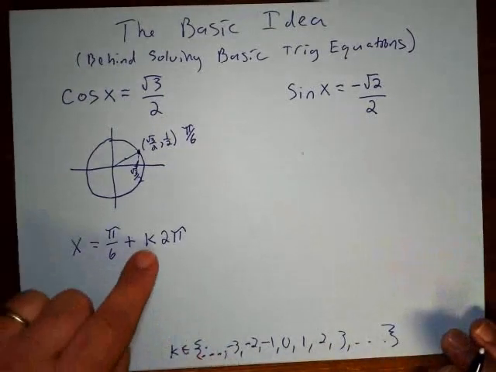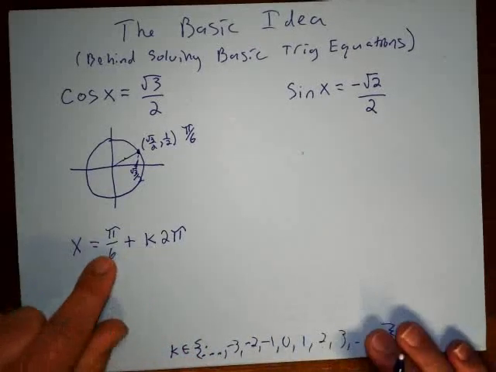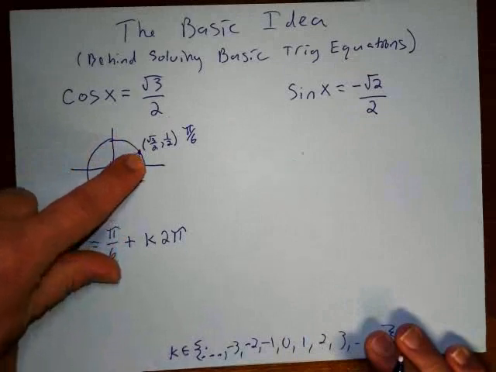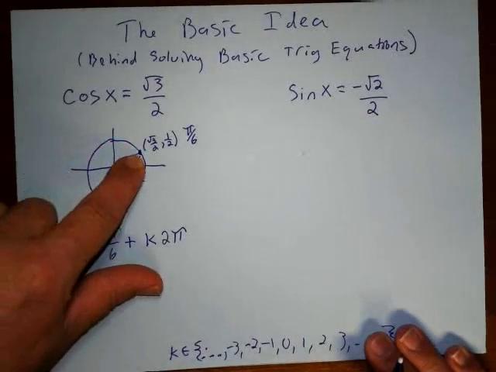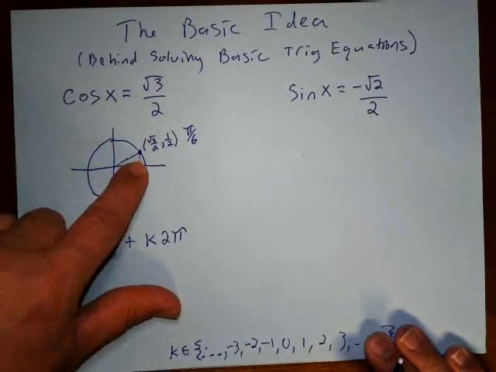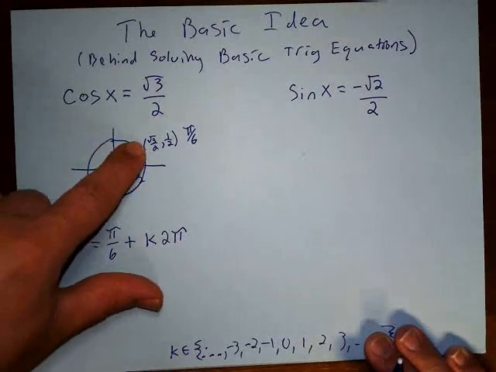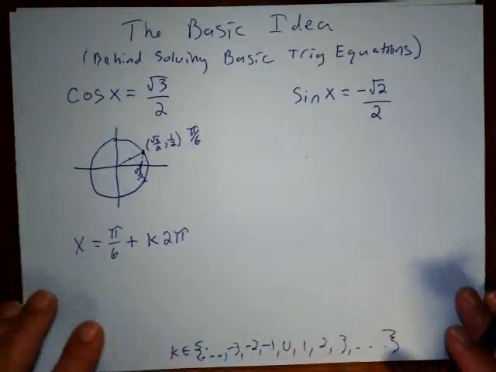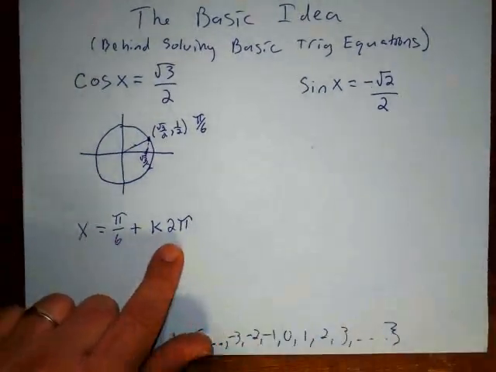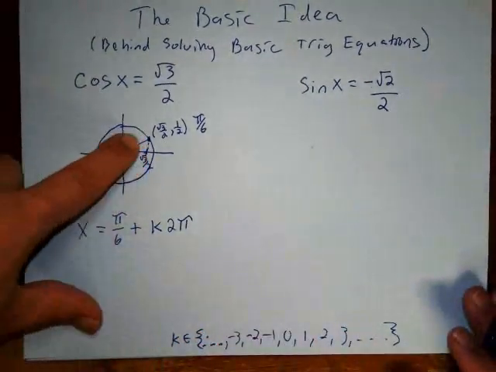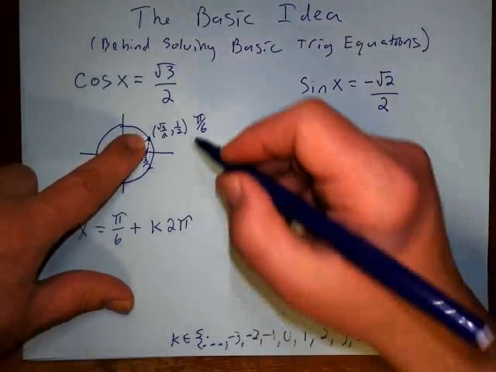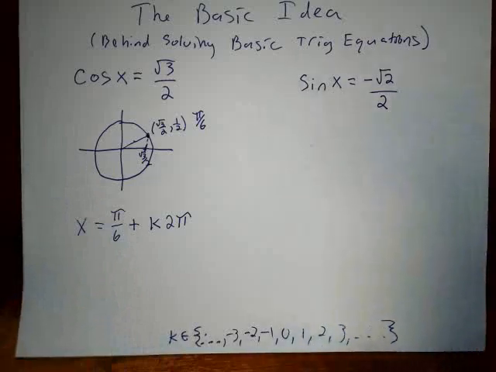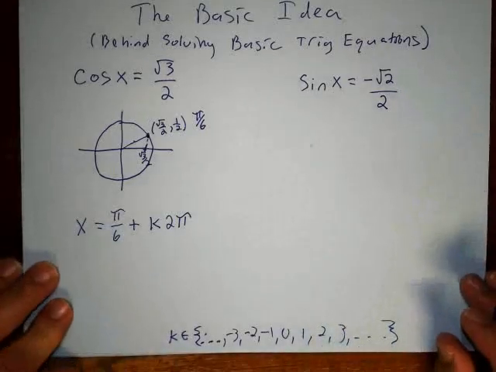Okay? And so basically, if k was 0, that would be pi over 6. If k were 1, that would be the first rotation. If k were 2, that would be the second rotation. 3, that would be the third rotation. If I did k as -1, that would be going backwards. Okay? And this would basically be an expression that would give me all of the rotations that are coterminal with this angle, pi over 6.